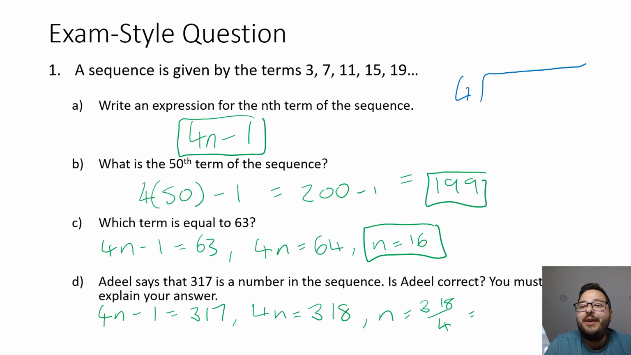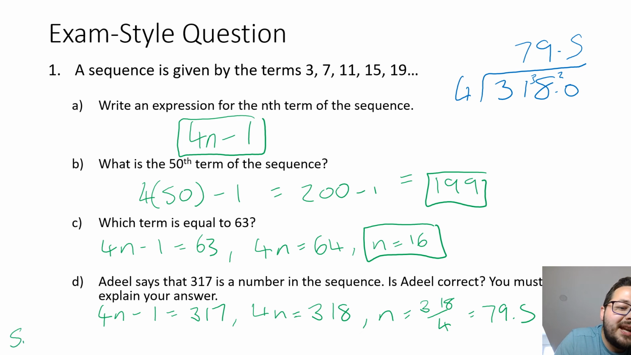So 4 into 318. How many 4s go into 3? None. How many 4s go into 31? It's 7. Remainder 3. How many 4s go into 38? Well, it's going to be 9. Remainder 2. So we're definitely going to end up with a decimal. And how many 4s go into 25? So this is 79.5.